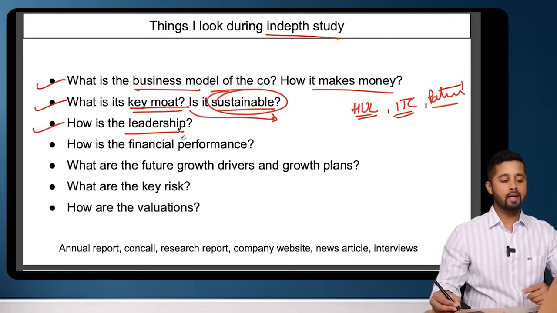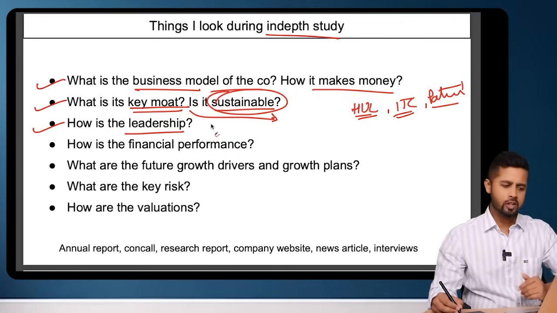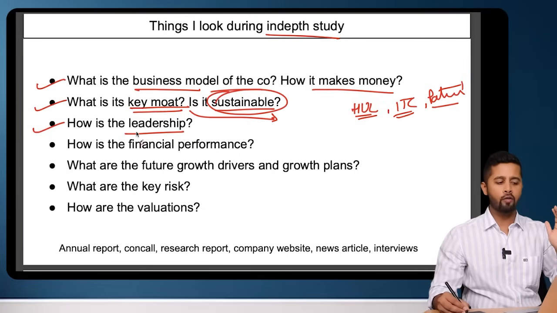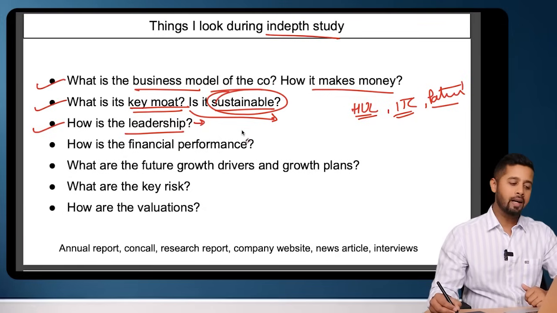Then the next important thing is, how is the leadership? Because ultimately the leader is the anchor of the ship, and it's very important for the leader to have the right experience, right expertise, and of course governance has to be there in the company.